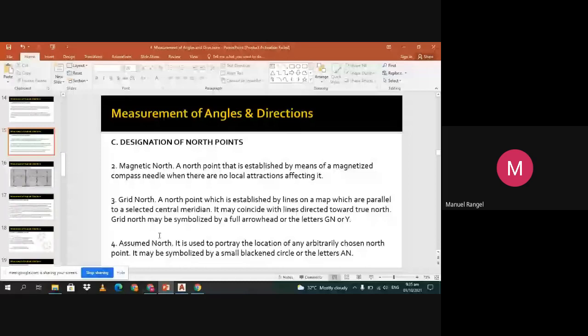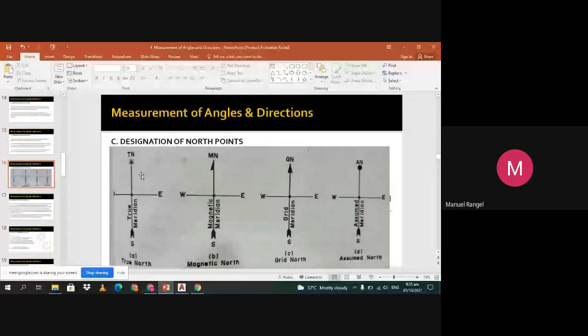So these are their differences. True meridian, asterisk daw. Then is the true north, designation of north points. Yung magnetic north, ani po ang iyang arrow. Then grid north, buo ang iyang arrow. Then assume north, dot lang. Okay.